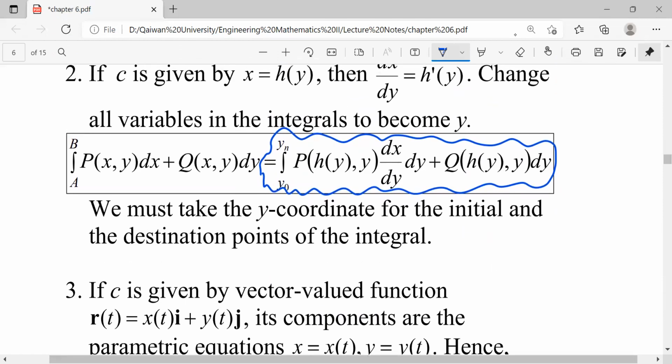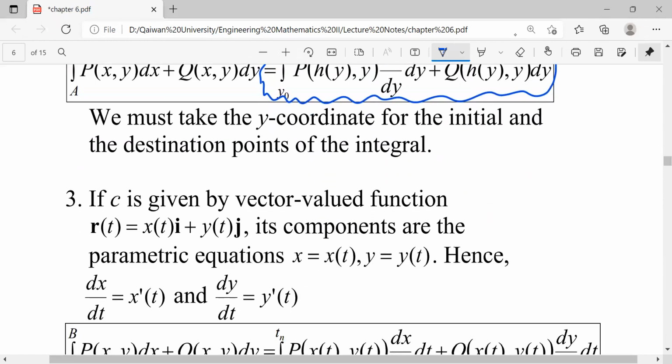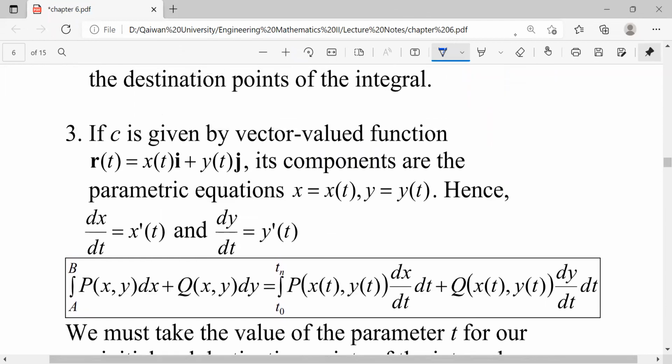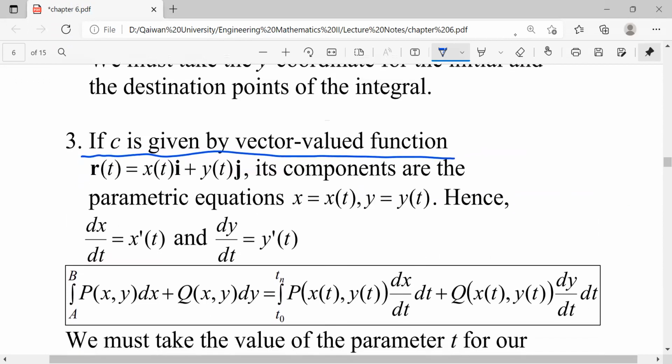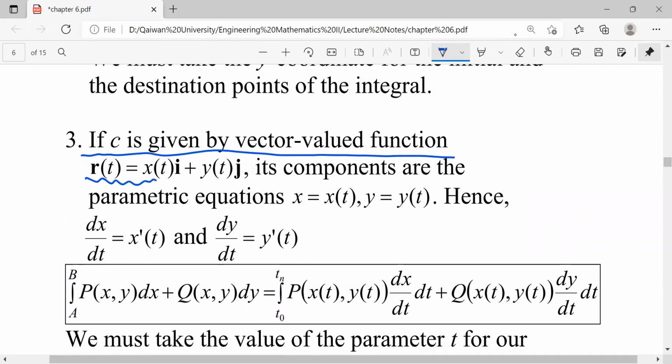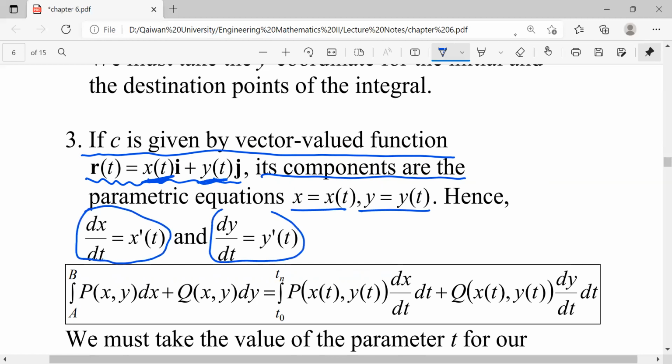P and Q are the components of the vector field. So if C is given by a vector valued function, or if it's given by parameters, R of t is x of t i plus y of t j, so its components are x of t and y of t. So x is x of t, y is y of t. Hence, dx by dt is x prime of t, and dy by dt is y prime of t.